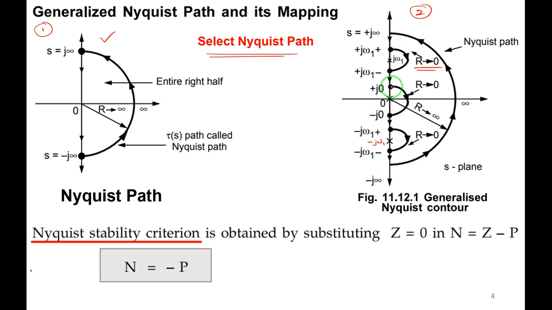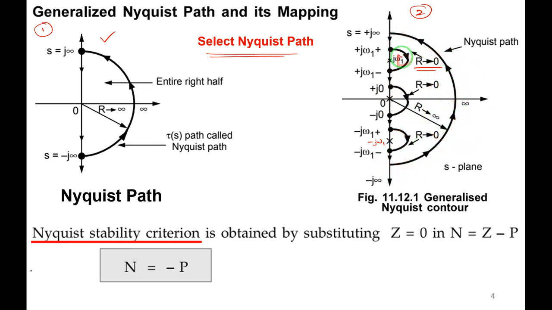Once again it will come here, it will bypass this pole at the origin, and one more pole is there, it will bypass here, and it will come to minus j infinity, and it covers the entire right of the S plane. The radius of this bypass is bypassing the pole lying on the imaginary axis. This Nyquist path is bypassing the pole lying at the origin, and it is also bypassing the pole lying on this imaginary axis, right? But it is covering the entire right of the S plane.